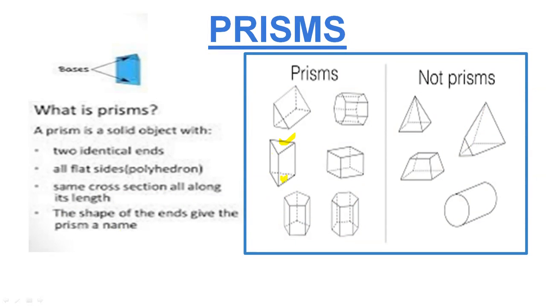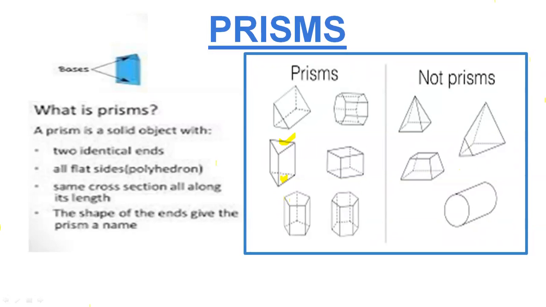It's a triangle, so triangular prism. It's a square prism. If the shape is a pentagon, it means a pentagonal prism. So you have to decide it according to the base. Which kind of base is given to us?